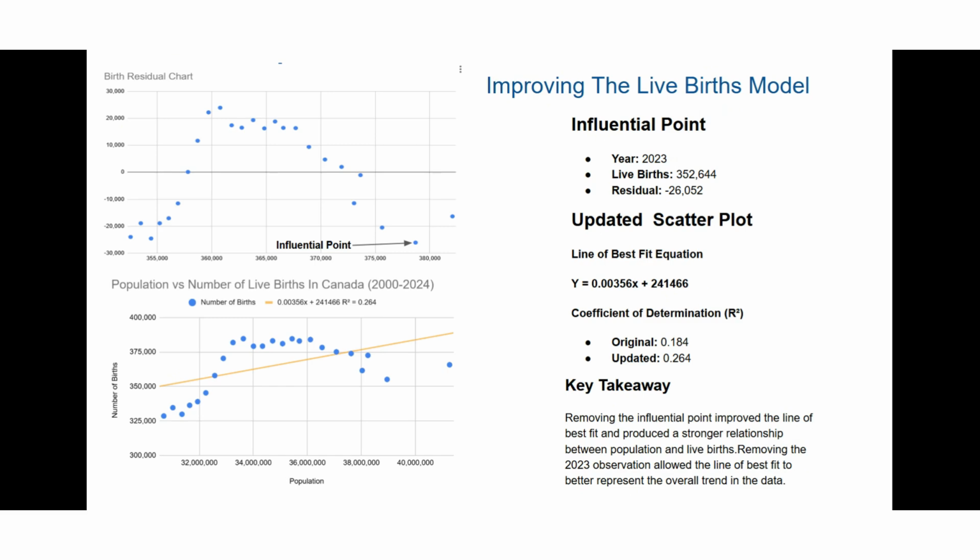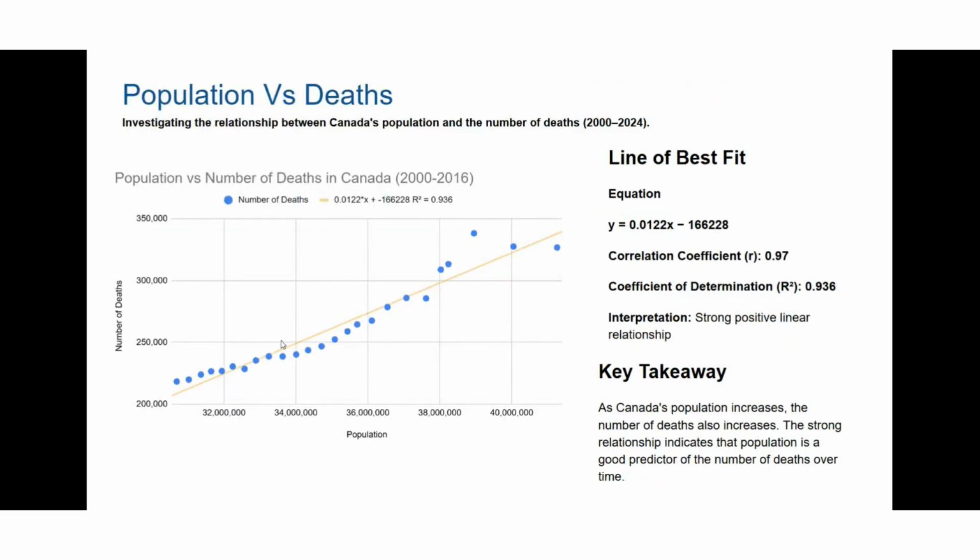So yeah, next I'll be looking at population versus deaths. As you can see off rip, it's already a stronger correlation. You can tell by all these points here, how they're nice and close to the line of best fit. And you can also tell by the correlation coefficient, which is 0.97. This indicates a very, very strong positive relationship. So compared with live births, population is clearly a much stronger predictor of the number of deaths.